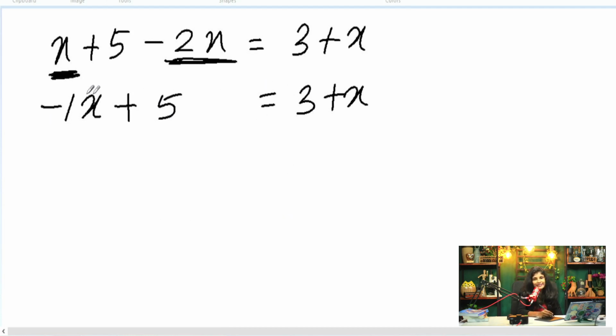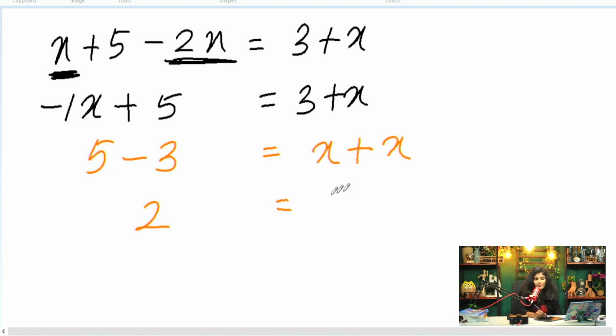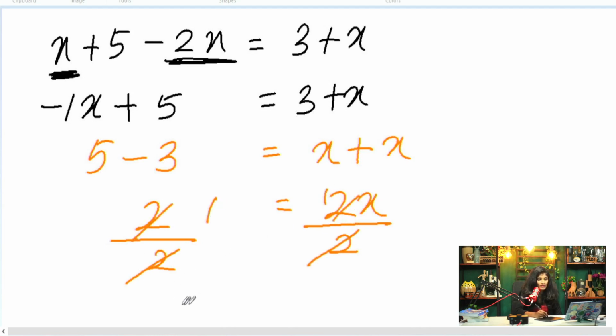I will take the negative x to the right hand side. So 5 minus 3 equal x plus x. This 1x I just wrote as x. Okay. 5 minus 3 means 2. X plus x means 2x. Divide both sides by 2. Here 1, here 1. So x is equal to 1. X equals 1. That's it.